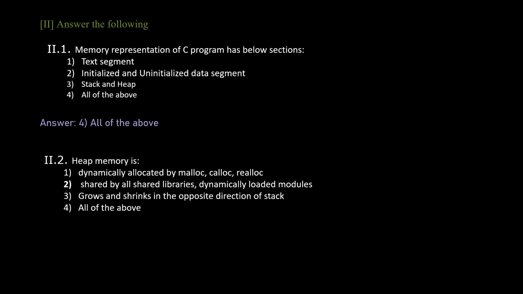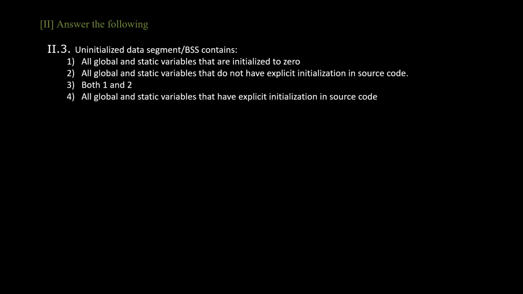Next question. Heap memory is having... it has dynamically allocated memory; heap memory is dynamically allocated by malloc, calloc and realloc, and it also shares all the shared libraries and dynamically loaded modules, and it grows and shrinks in the opposite direction of the stack. All of the above. Let me start the timer.